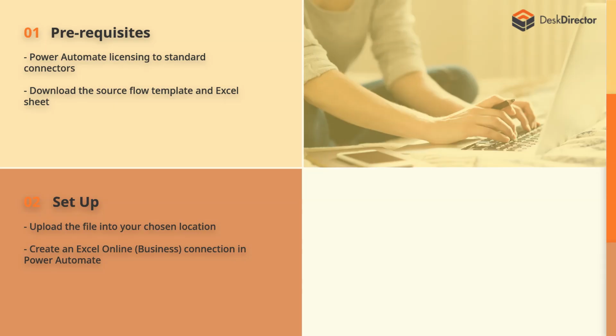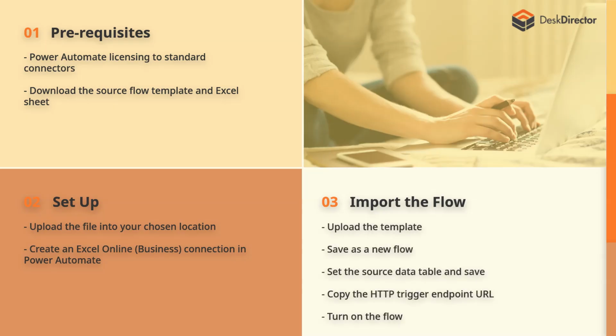Now, time to import the flow. Upload the template zip file and map the required connections. Note that the import will fail due to pointing to a non-existent file, but click Save as New Flow to continue. In the Flow Editor, find the List Flows present in a table action and navigate to the table called Dates Table. Save this and copy the HTTP trigger endpoint URL before finishing here. Lastly, remember to turn on the flow.